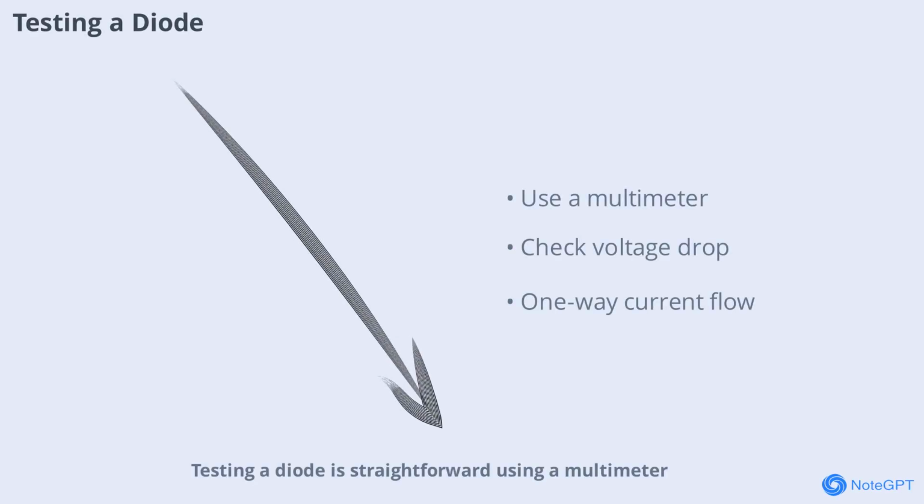Testing a diode is straightforward using a multimeter. By measuring the voltage drop in the forward and reverse directions, you can determine if the diode is functioning correctly. A good diode will show a voltage drop in one direction and block current in the other.